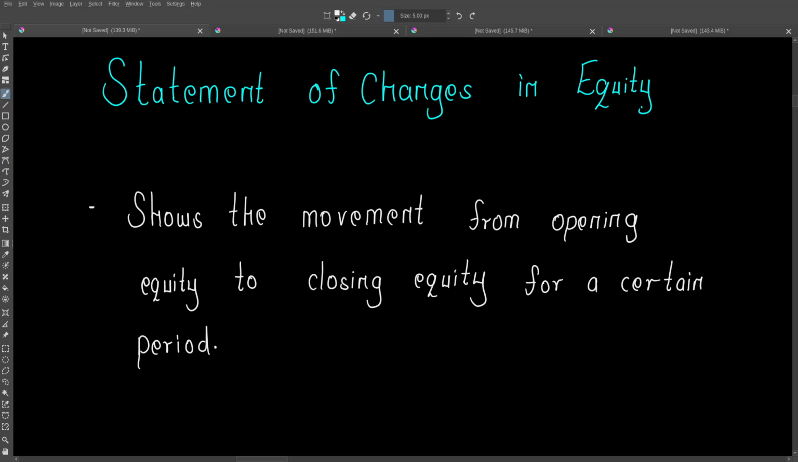Hello, let us look at how to prepare the statement of changes in equity given a question. Before we proceed, the statement of changes in equity shows the movement from the opening balances of equity and then the movement that has happened during the period. Then we get to the closing balances of equity as at that period. So this is basically being able to track equity movement during a certain period.